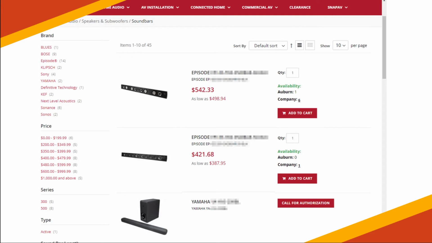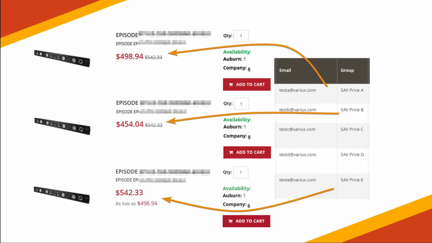And a real world example of how this might look when it comes to the storefront, you would see these products, and you'll see, depending on which customer is logged in, they'll see different pricing. Now in this example, this particular customer has another advanced feature which is call for authorization. So on certain brands, they require manufacturer authorization for users to be able to purchase them. But on that first sound bar there, this is what it would look like when you have customer groups synchronizing at different price levels.